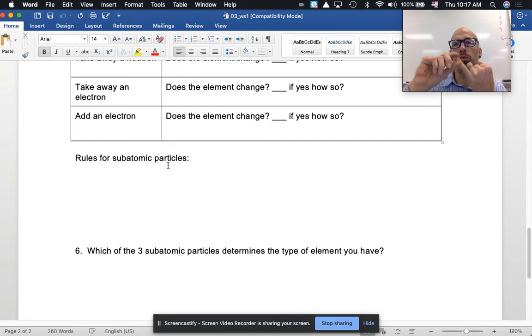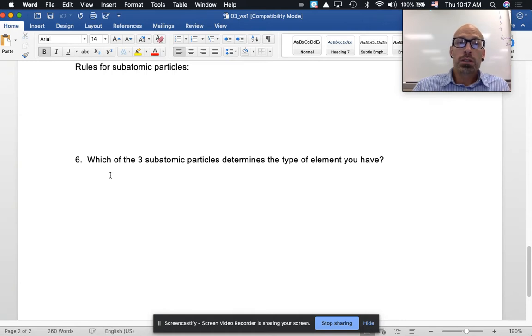Subatomic particle rules. Well, the protons and neutrons are only in the nucleus. The electrons are only in the outer rings, the energy levels. And it looks like the proton is the only one that can change the element. Those look like they would be rules that we could figure out by using the atom builder. Which leads us to question 6.